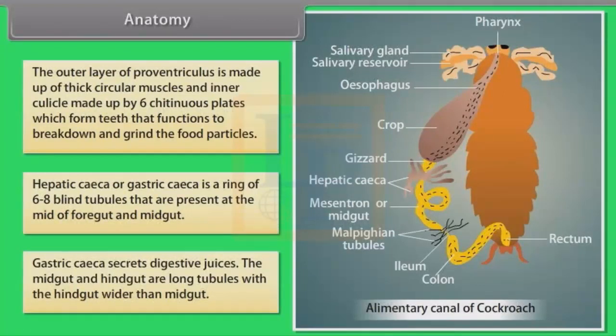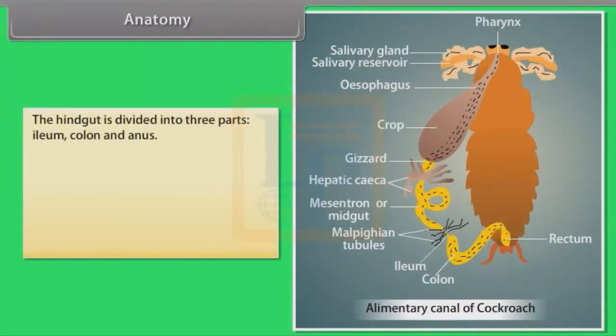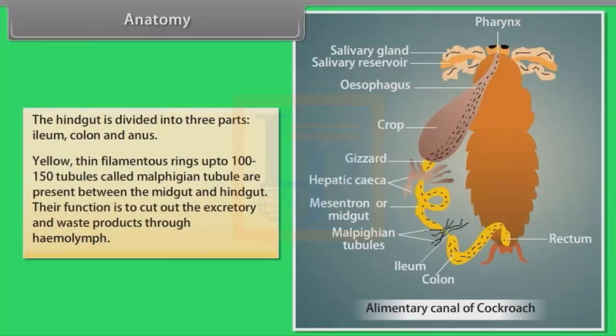The midgut and hindgut are long tubules with the hindgut wider than the midgut. The hindgut is divided into 3 parts: ileum, colon and rectum. Yellow thin filamentous rings of 100 to 150 tubules called Malpighian tubules are present between the midgut and hindgut. Their function is to remove the excretory and waste products through the hemolymph.